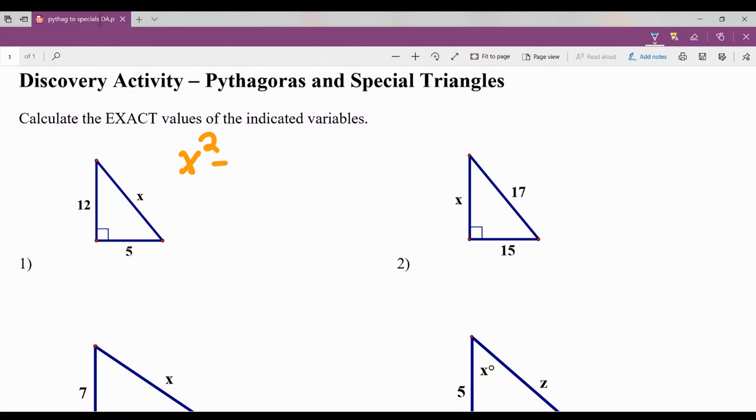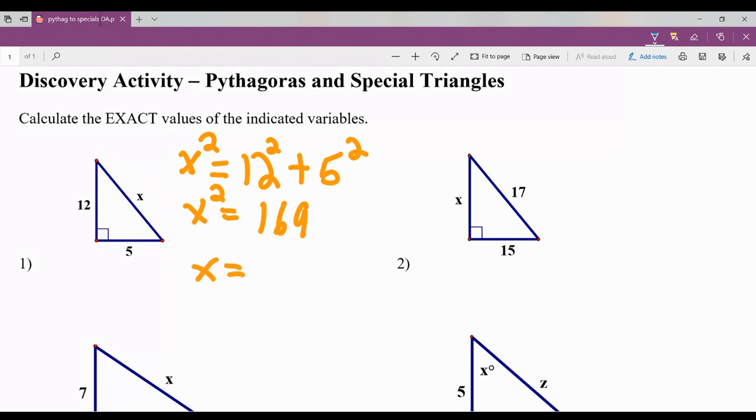x squared is equal to 12 squared plus 5 squared, which means 12 squared is 144, 5 squared is 25. Add those together, you get 169. If x squared is 169, then x must be equal to, technically there would be a positive and a negative solution, but since this is a diagram, we know we can't have a negative length, so I'm just going to go with the positive answer of 13.